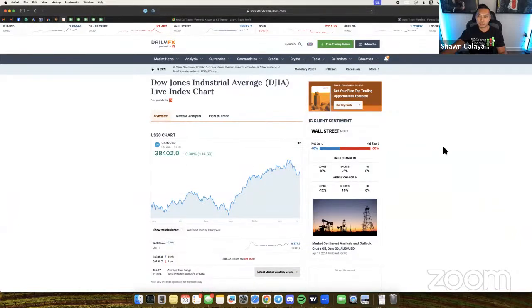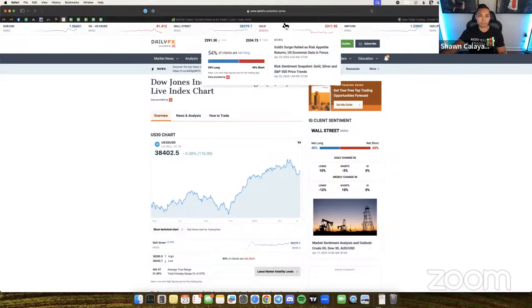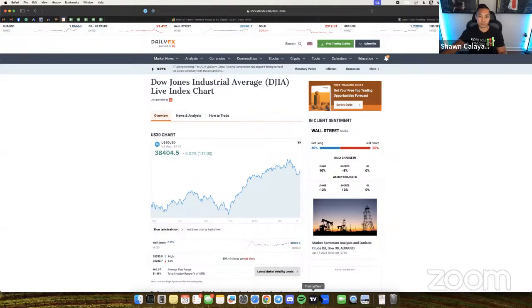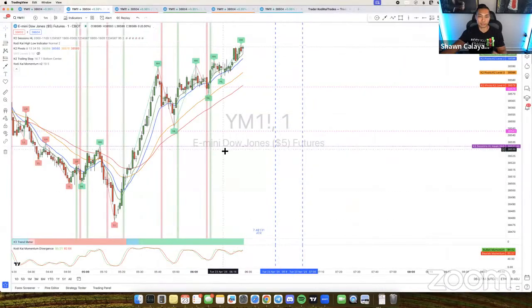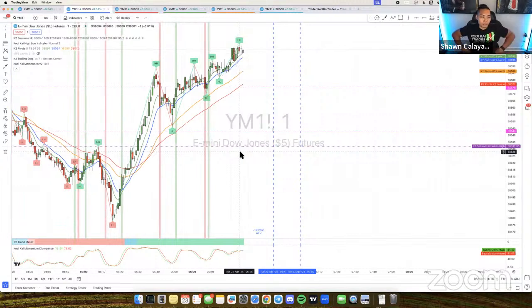Looking over here at retail sentiment is currently 60% short. This indicates that 60% of retail traders are currently selling right now. So you typically want to do the opposite and buy. So we'll probably be looking for some buys today. Not sure if that's going to be the biggest or the main buys for today, but we'll see as market opens up in a few minutes here.